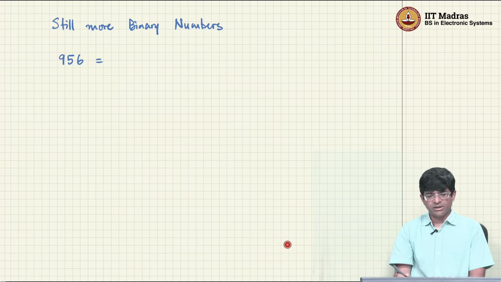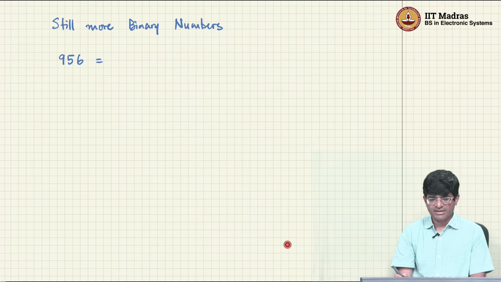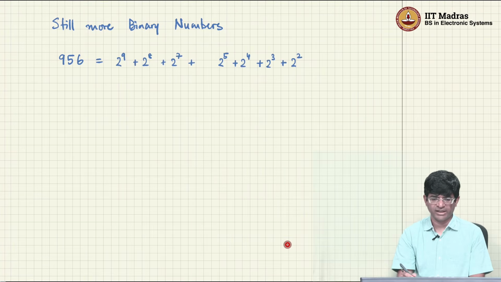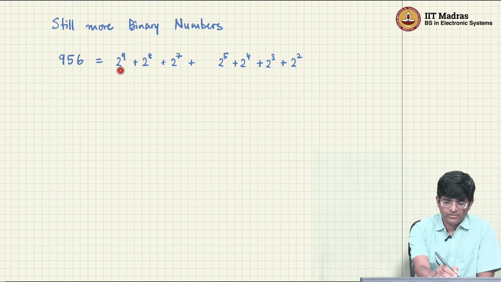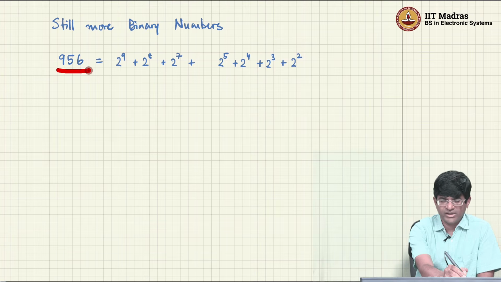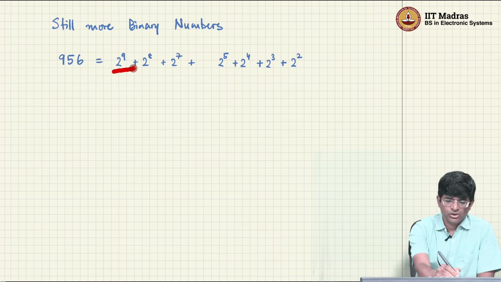One more number, 956. Now, how would I go about doing this? I am not going to work through each and every step. I am sort of going to jump ahead and say, okay, this is what the answer looks like. I can straight away break this down and say that 956 is greater than 2 power 9, which is 512, and less than 2 power 10, which is 1024. So, 2 power 9 is required.